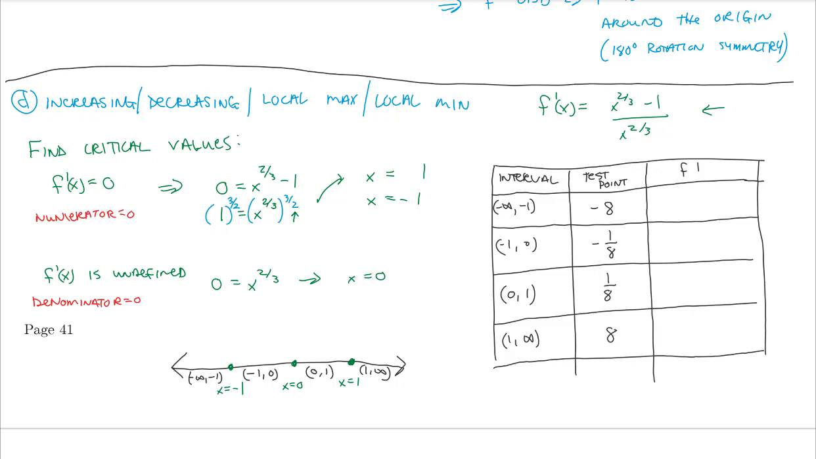So on this first test point, at -8, if we plug that into the derivative, we're going to get +4 minus 1 all over +4, which is of course 3/4, which is a positive number. Let's go ahead and expand our table just a little bit so we can get that all to fit inside of our table right here.